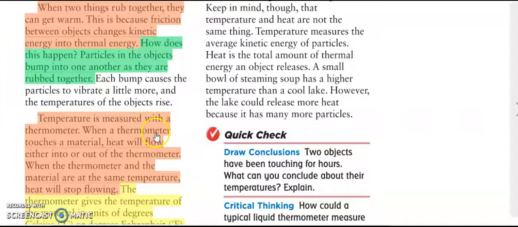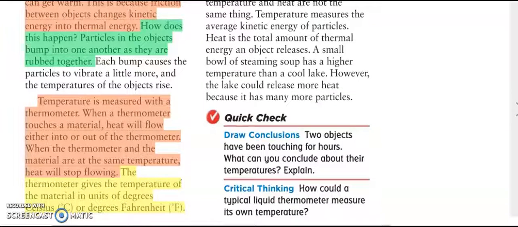Temperature is measured with a thermometer. When a thermometer touches a material, heat will flow either into or out of the thermometer. So when the thermometer and the material are at the same temperature, heat will stop flowing. So the thermometer gives the temperature of the material in units of degrees Celsius or degrees Fahrenheit.